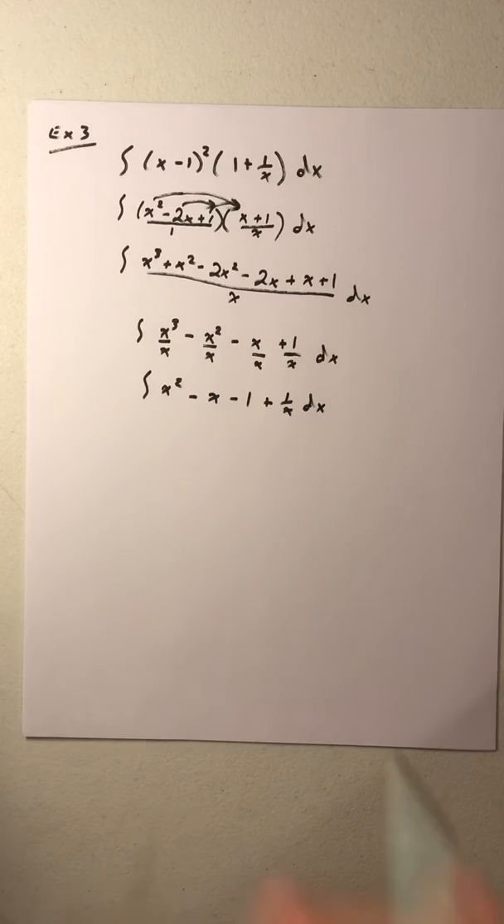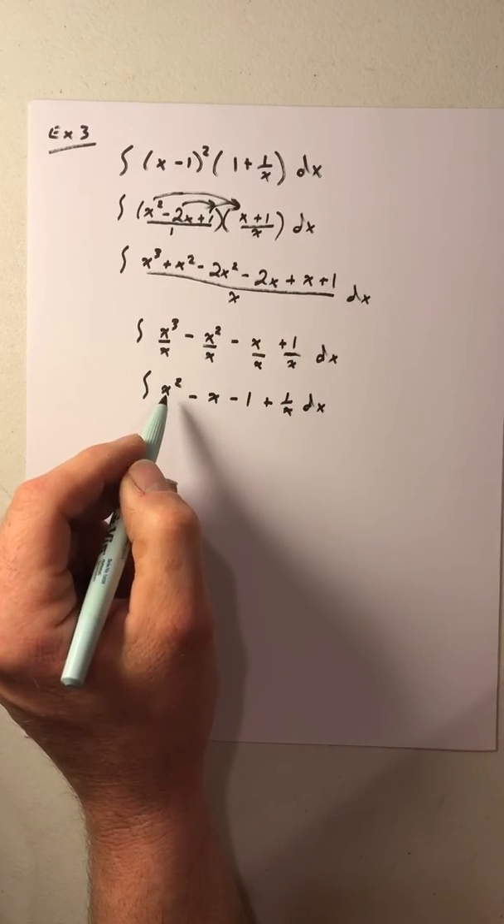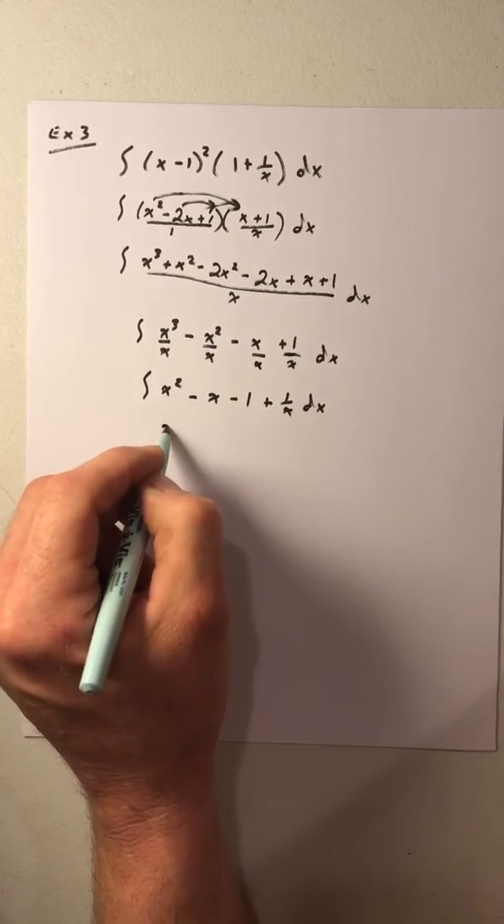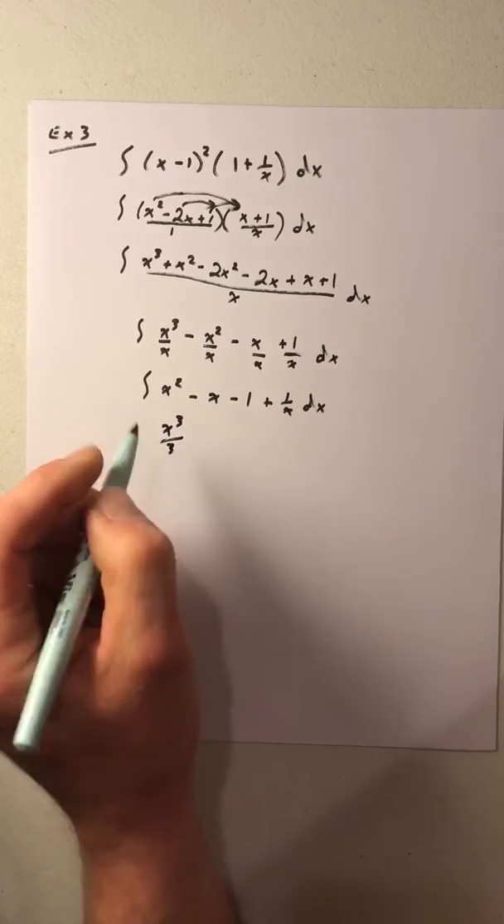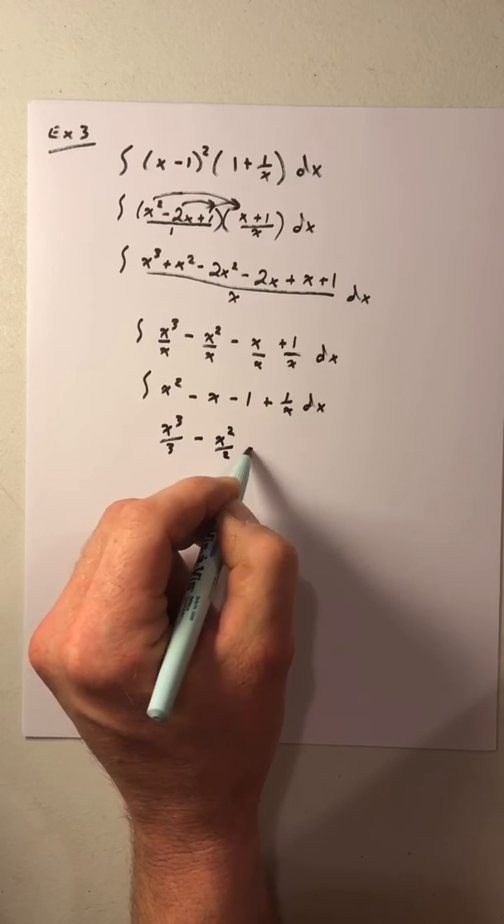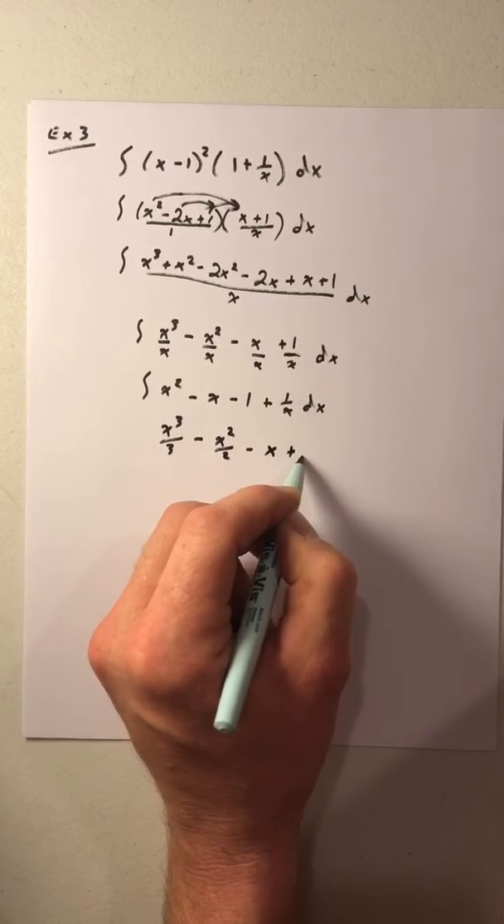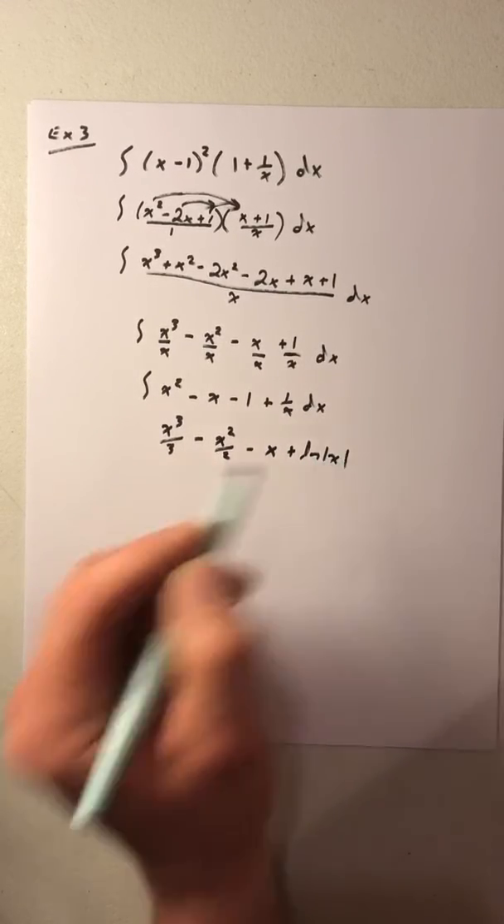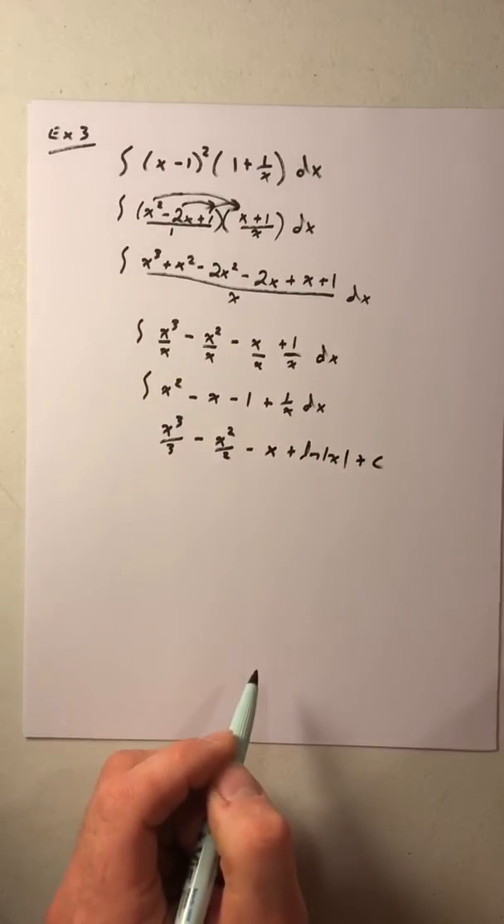Now we can go ahead and integrate using our power rule. So x squared gives us x to the third over 3 minus the integration of x, which is x squared over 2, minus x plus the natural log of the absolute value of x plus c.